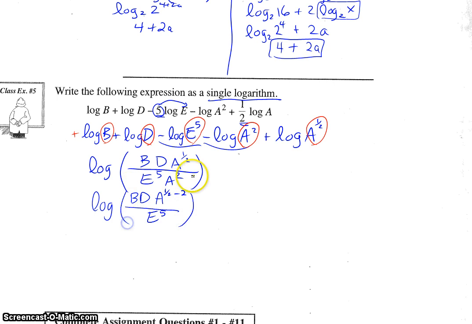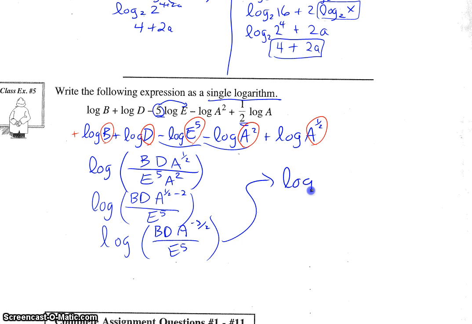So I have basically divided my two powers with a, and that would be b, d, a to the negative 3/2. Okay, and then writing that without negative exponents, I would move that a term to the denominator, and I'd have log of b, d over e to the 5, a to the positive now 3/2.